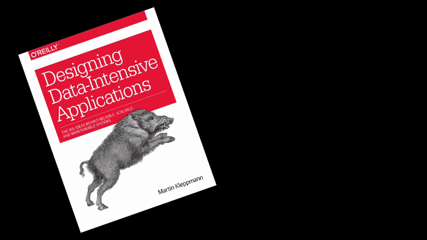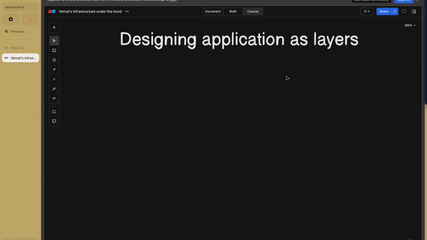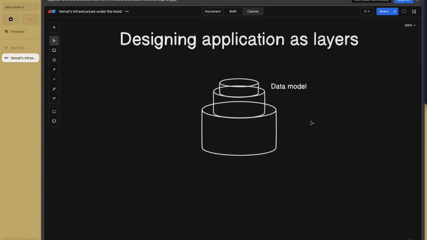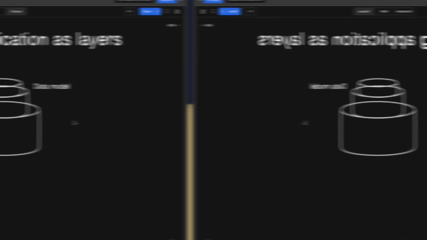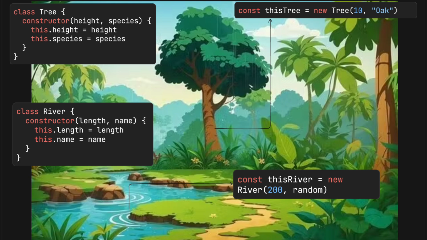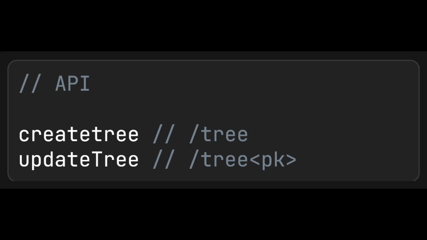Chapter 2 is about data models and query languages. And the book starts by making an interesting example that most applications are built by layering one data model on top of another. For example, as an application developer, you look at the real world and model it in terms of objects and data structures, which can be modified by using APIs, which you have also written.